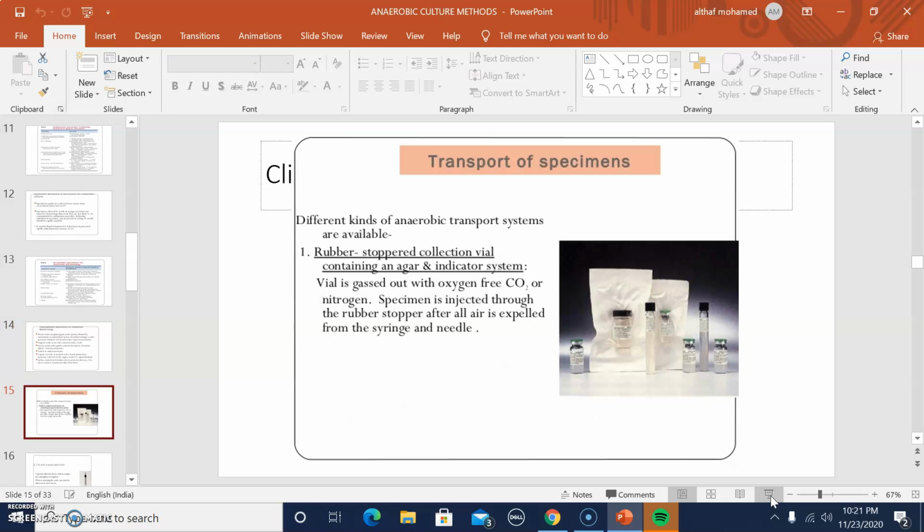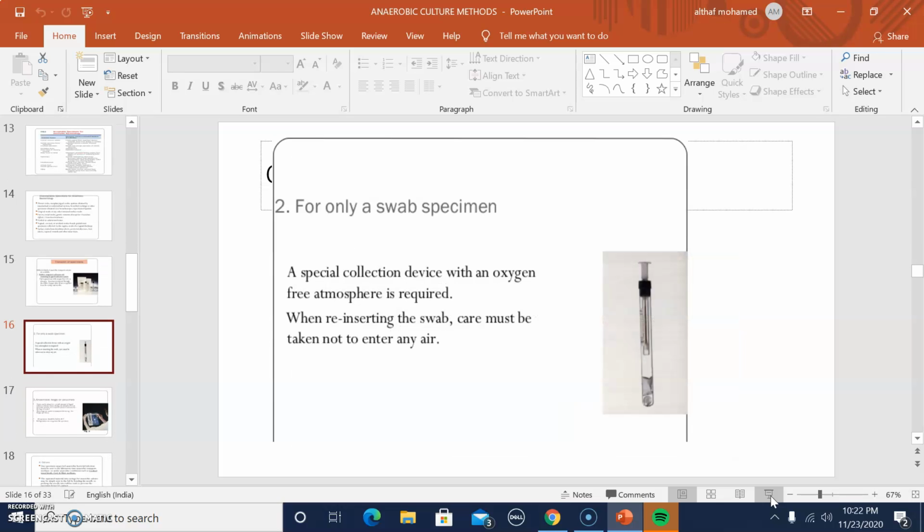Next is transport of specimens. Different kinds of anaerobic transport systems are available. One is a rubber stoppered collection vial containing an agar and indicator system. The vial is gassed out with oxygen-free carbon dioxide or nitrogen. The specimen is injected through the rubber stopper after all air is expelled from the syringe and needle. For a swab specimen, a special collection device with an oxygen-free atmosphere is required. When reinserting the swab, care must be taken not to let in any air.